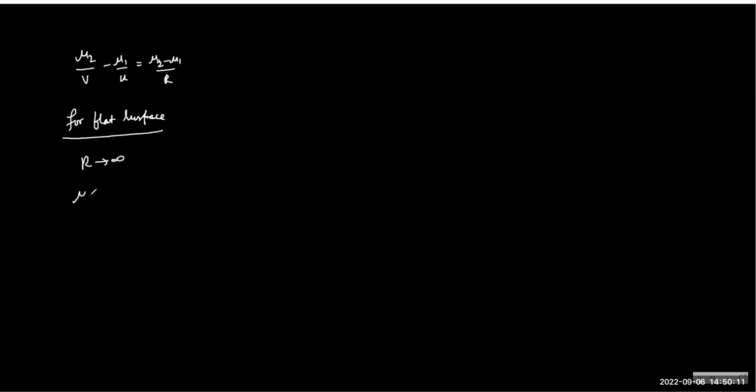So if the surface is flat, you can still apply the same formula, because for a flat surface the R becomes infinite. And this is your actual apparent and real depth formula. So V by mu1 is V by mu2 is U by mu.